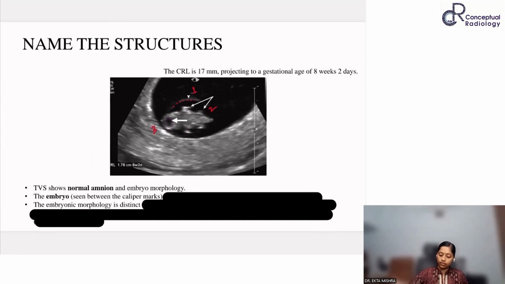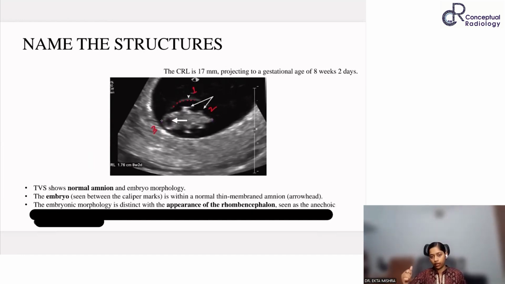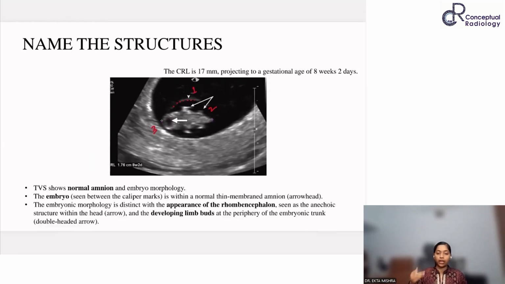So what is this anechoic area? You are seeing a normal amnion with fetal pole. You have measured the CRL with the calipers. We'll discuss that also. So this anechoic cystic structure is nothing but the rhombencephalon. This rhombencephalon is the precursor of development of the brain, and it will tell us which part is cranium. So this part is the cranium, and this is going to be the rump aspect. And as you rightly pointed out, these 4 structures are nothing but limb buds.